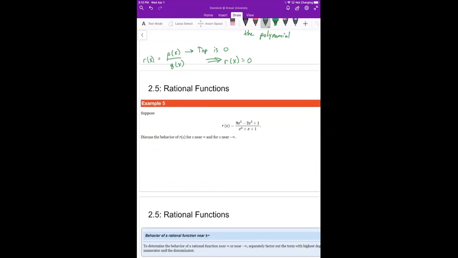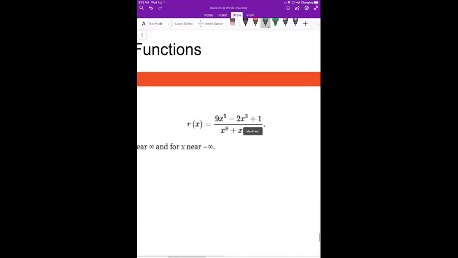Okay. Let's look at example 5. Suppose our rational function is this thing here, and we want to know what happens as x goes near infinity and near negative infinity. Well, when we looked at polynomials, we said that each polynomial behaves like its largest power term. So we have 9x to the 5th in the top as the dominant term, and in the bottom, we have x to the 8th as the dominant term. If you were to simplify this, it would be 9 over x to the 3rd.